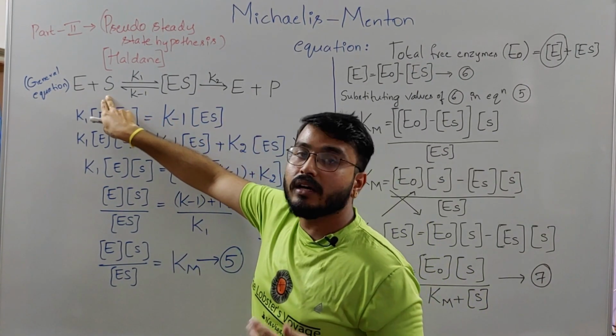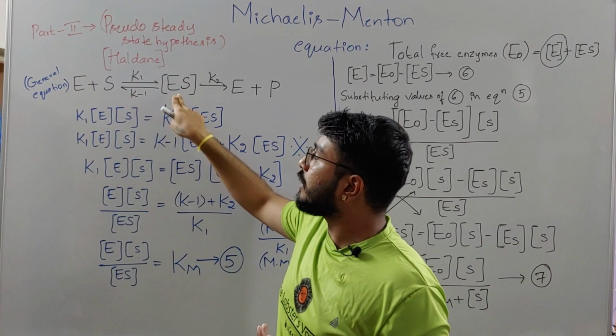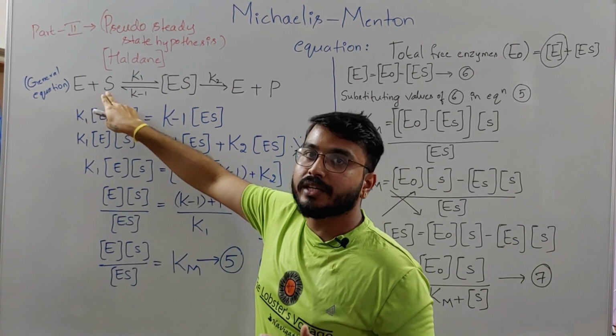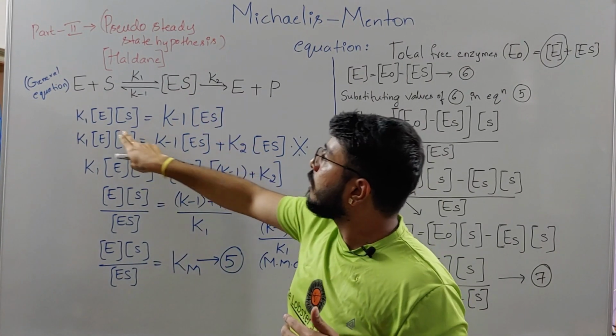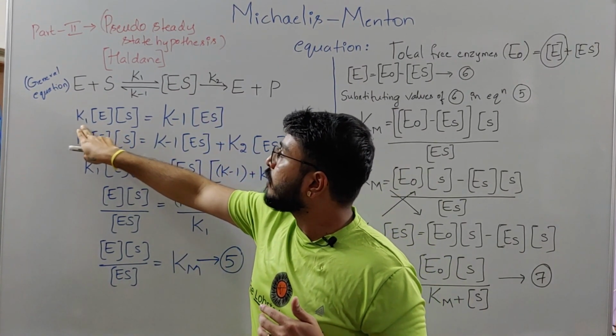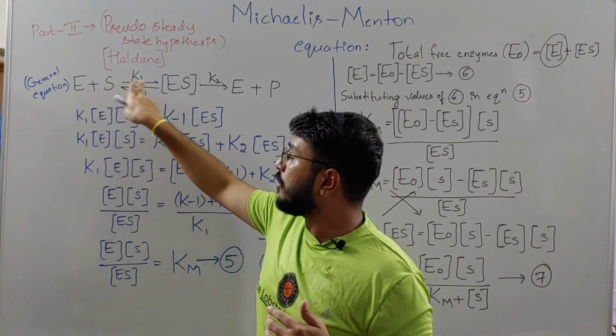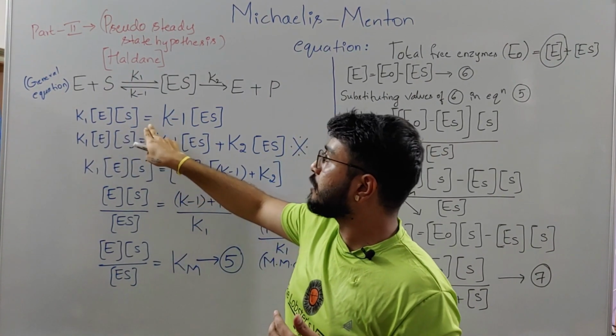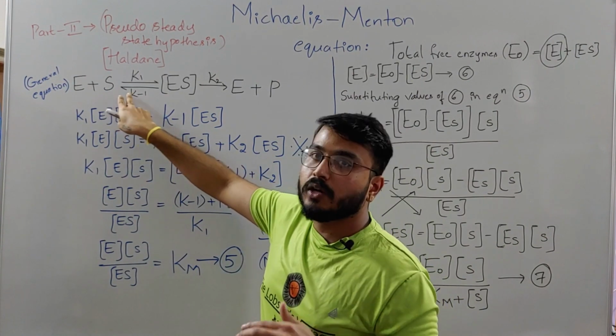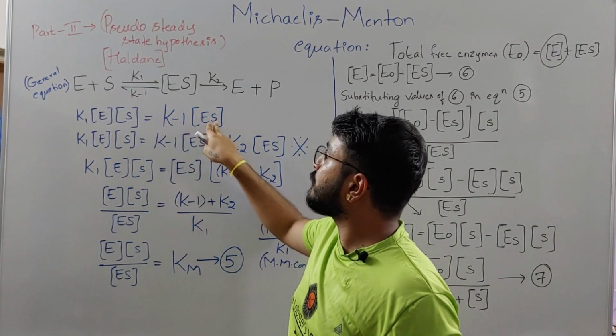And when you write the rate constants of this chemical reaction, wherein the rate of chemical reaction of the products from the reactant molecules, we get the rate constant of the forward reaction into the concentration of the enzymes into the concentration of the substrate, which is equal to K minus 1, that is the rate constant of the reverse reaction into the enzyme substrate complex.